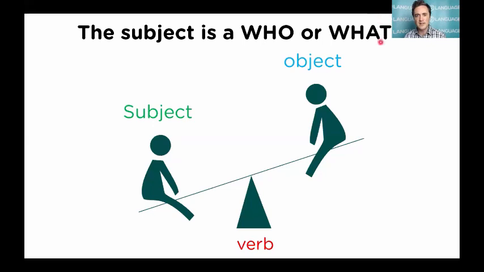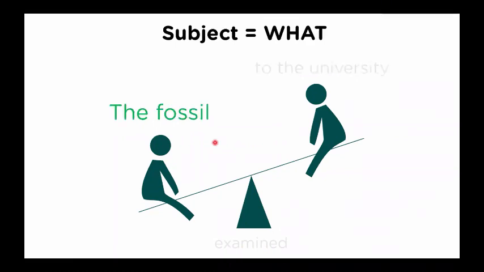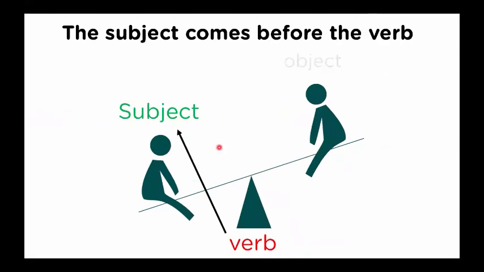So we learned that the subject is a who or a what. So this guy can be Dr. Erickson, can be she. We also learned that the subject can be a pronoun, or it can be a what, like the fossil. We also learned that the subject can be more than one word, like the ancient dinosaur fossil. Okay, here we've got an article, we've got an adjective, and we've got two nouns. So the subject can be more than one word. Fine. And we learned that the subject comes before the verb.